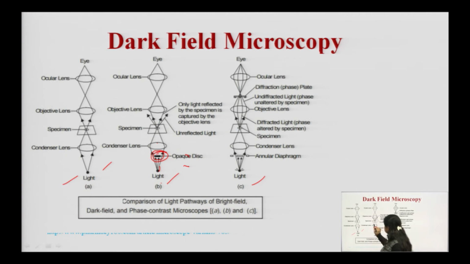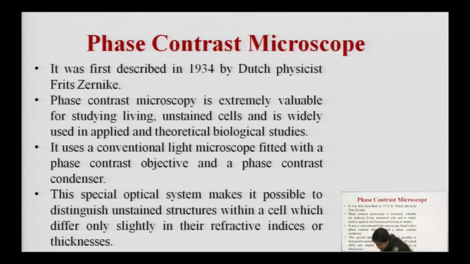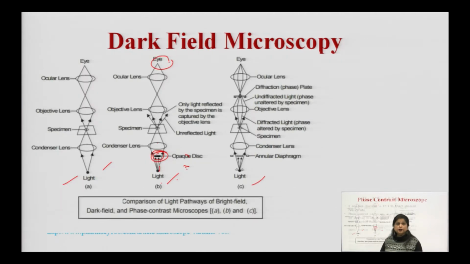It will be condensed in such a way that it just passes through the specimen, and you will be able to see the specimen within the dark background. The background becomes dark and you will be able to see the image. So, this is what we can see. This was the dark field microscope, in which one extra disc was attached.